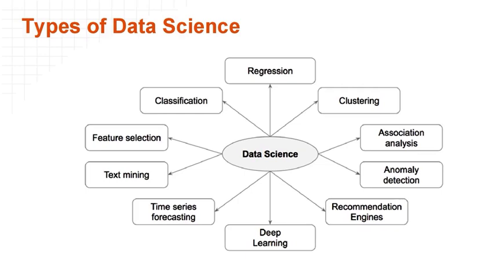So there are various types of data science algorithms. For example, there are regression, classification, feature selection, text mining, time series forecasting, deep learning, recommendation engines, anomaly detection, clustering, etc. And each of these algorithms is used for data modeling in various ways in various areas of the industry.